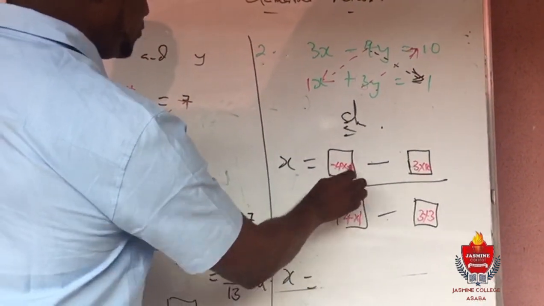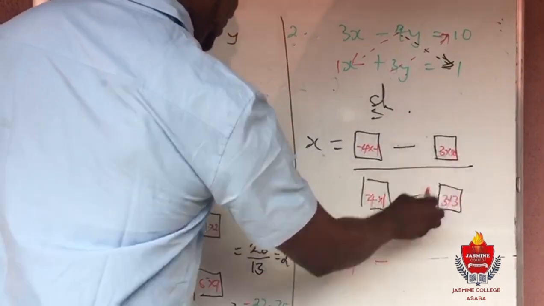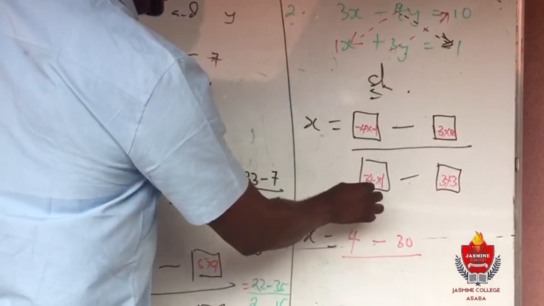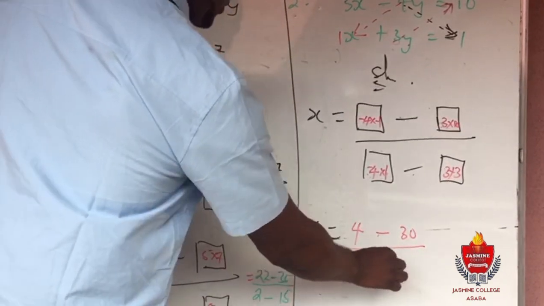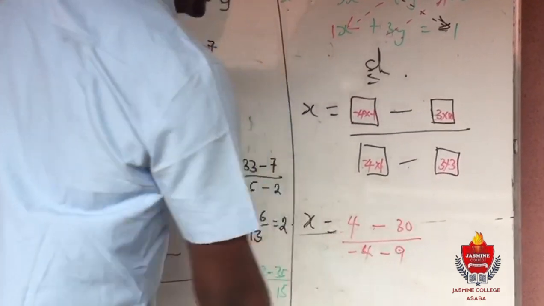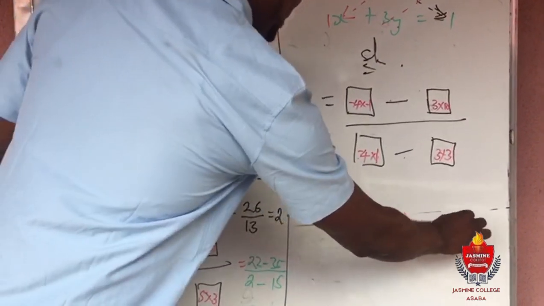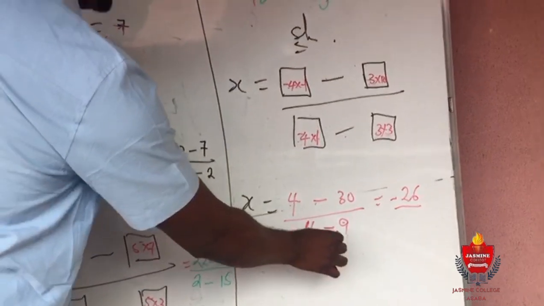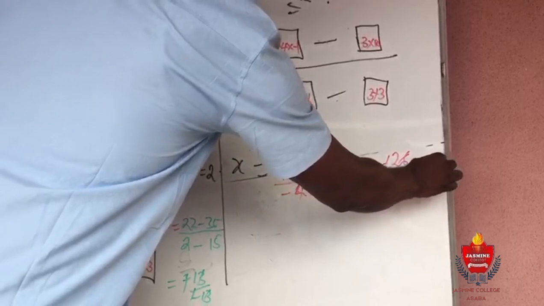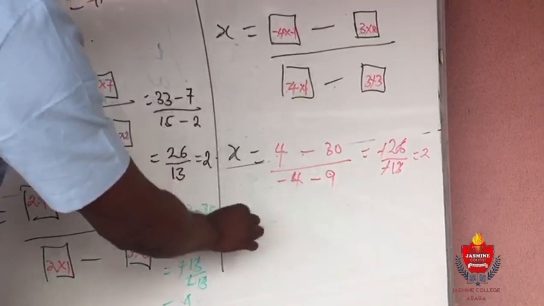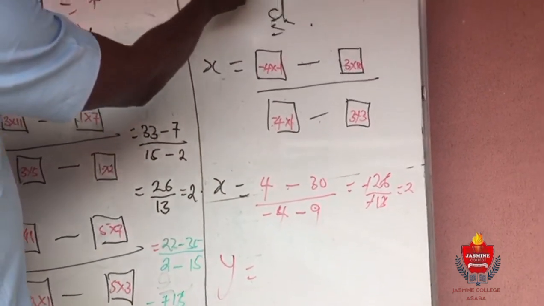So from the numerator, minus 4 multiplied by minus 1, we have 4 minus this, 3 multiplied by 10, you have 30. And minus 4 multiplied by 1, you have minus 4. Minus 3 times 3, you have 9. Now, consequently, 4 minus 30 is going to be minus 26. And minus 4 minus 9 is minus 13. We cancel minus, and of course, you have 2. So x becomes 2.